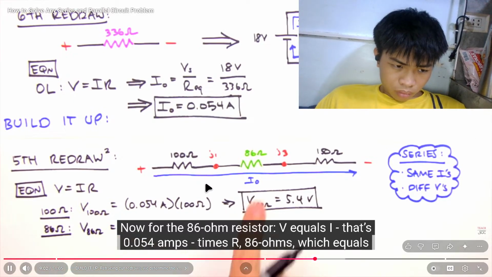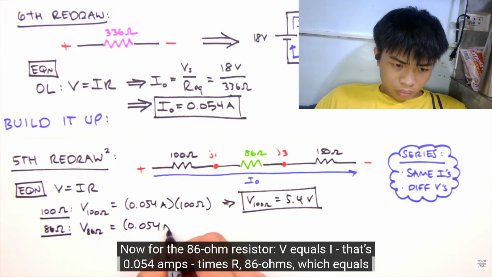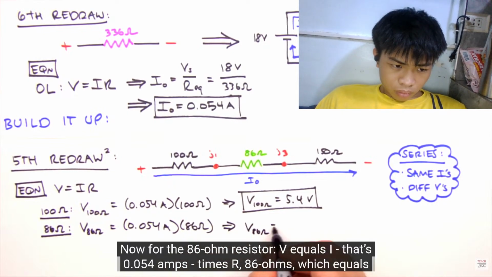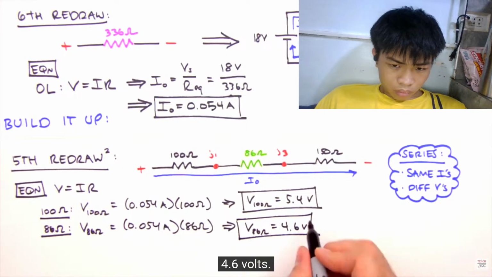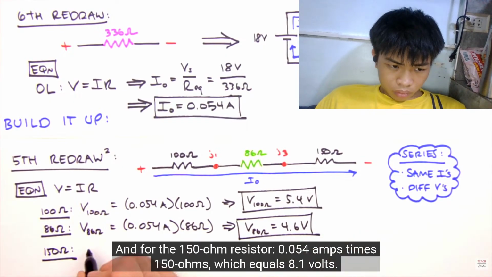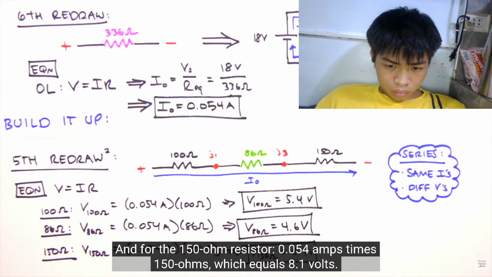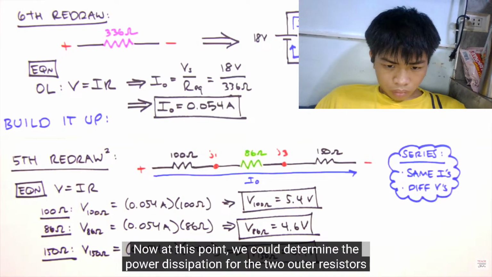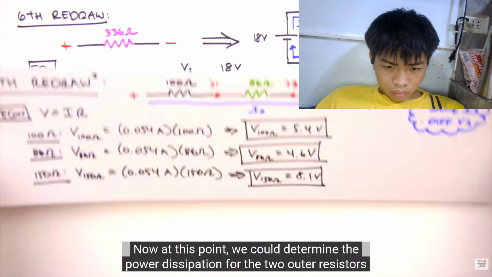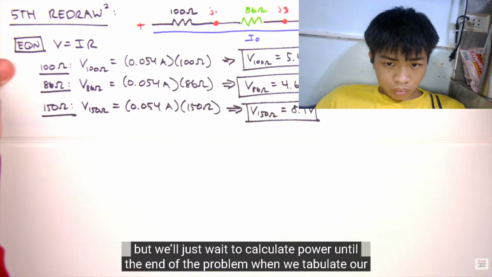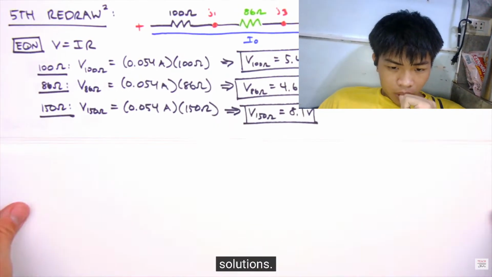V equals I, that's 0.054 amps, times R, 86 ohms, which equals 4.6 volts. And for the 150 ohm resistor, 0.054 amps times 150 ohms, which equals 8.1 volts. Now at this point, we could determine the power dissipation for the 2 outer resistors, but we'll just wait to calculate power until the end of the problem when we tabulate our solutions.